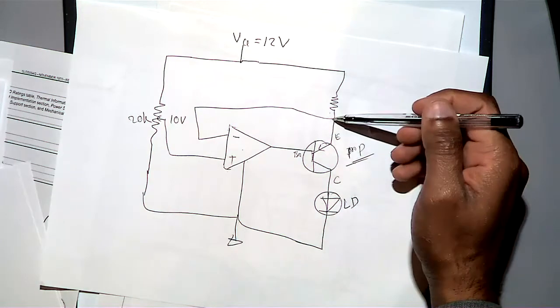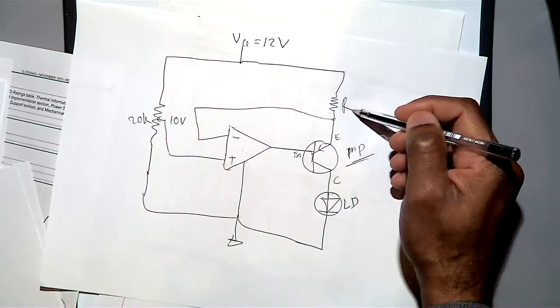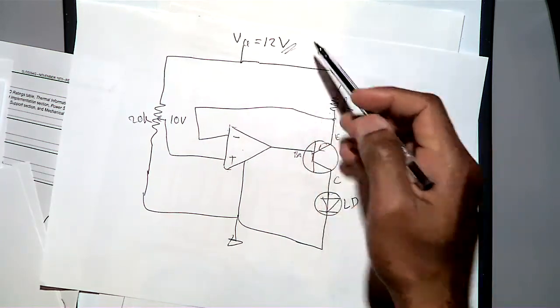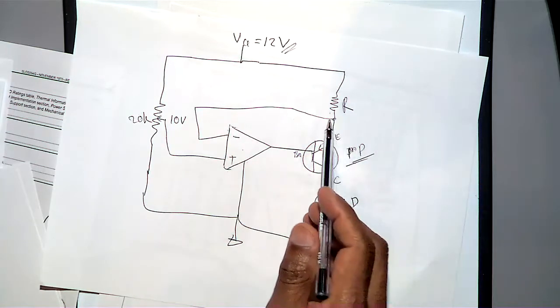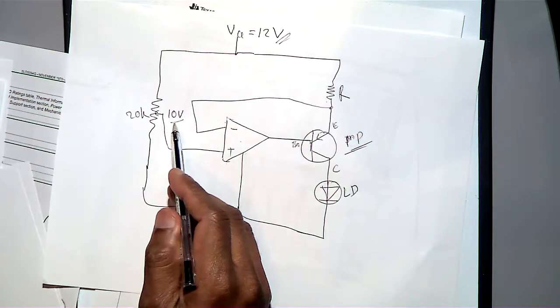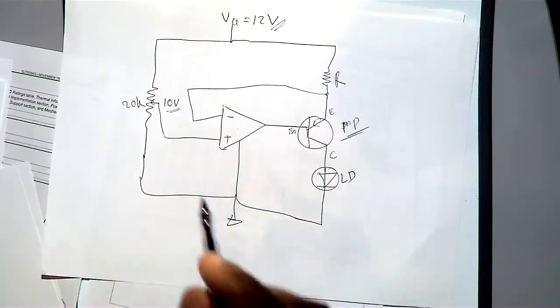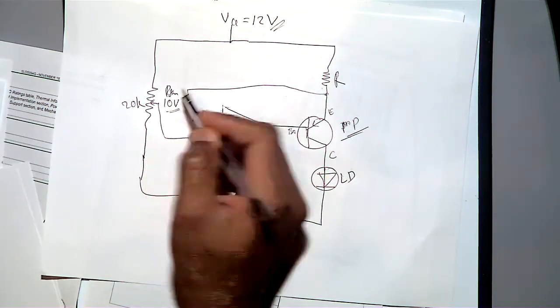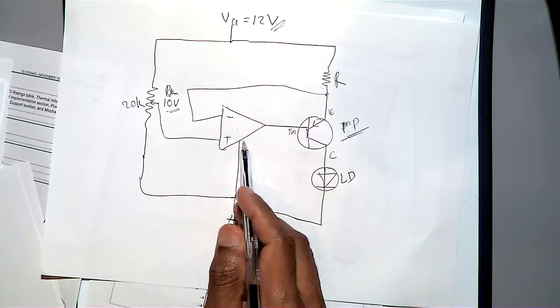And then from the emitter you got a resistor R, and then that is going to the power supply because this is a PNP. Then from here you got a negative feedback, and then positive they have got 10 volt. So that is a reference voltage. So we call it a reference voltage. And then this is a ground because this is for the power supply.